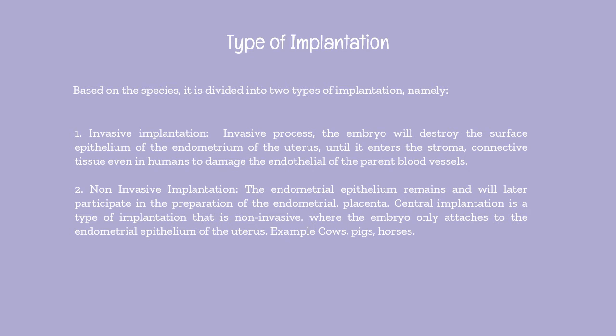Second, non-invasive implantation. The endometrial epithelium remains and will later participate in the preparation of the placenta. Central implantation is a type of non-invasive implantation, where the embryo only attaches to the endometrial epithelium of the uterus. Examples: cow, pig, and horse.